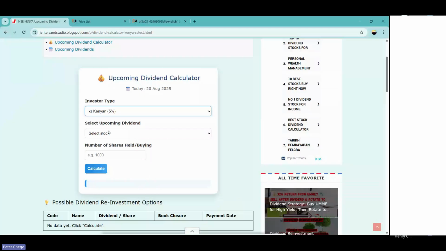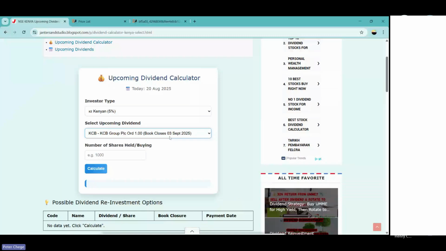Then the list of stocks you can see here are the active dividends. This is the data that we have seen on the NSE price list, so it has all the stocks. Once they close and pay, those stocks move from the dividend calculator because you don't need to see them; the dividend has already moved. Let's pick KCB. You can see the book closes on 3rd September.